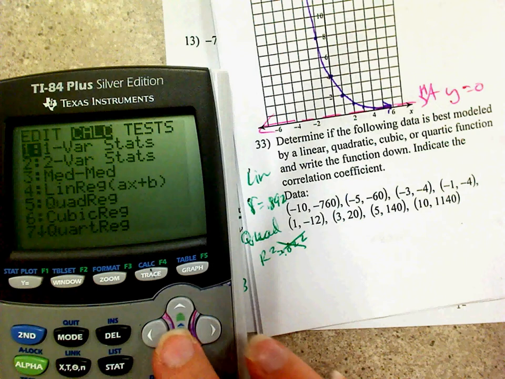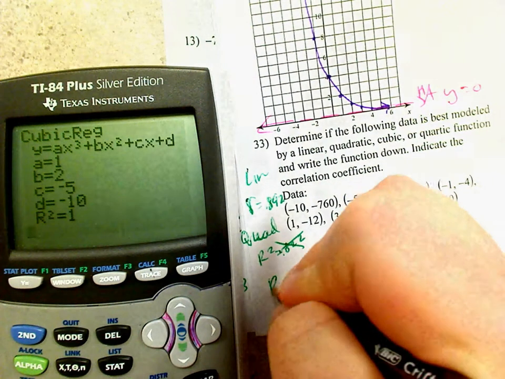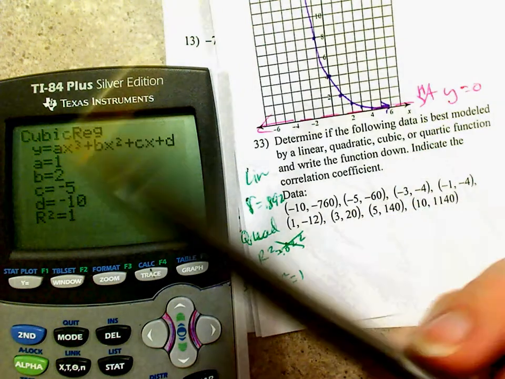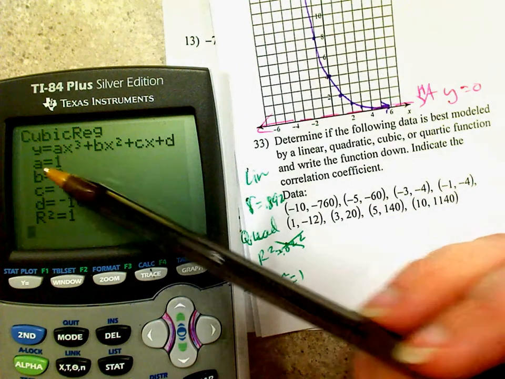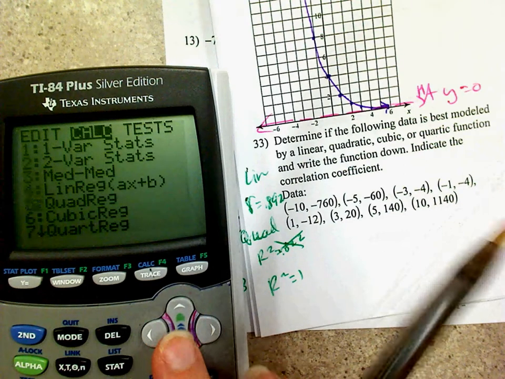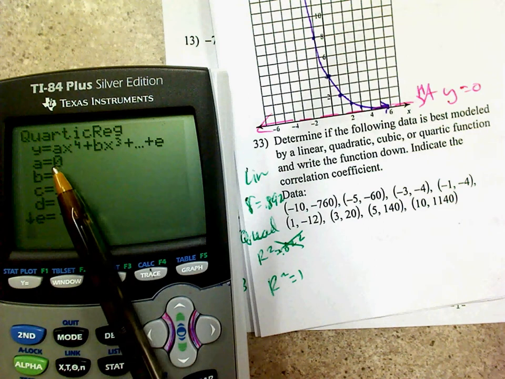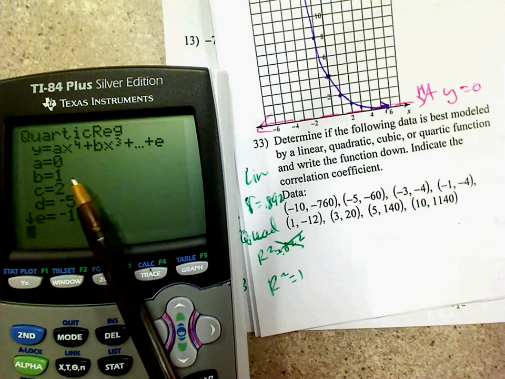Okay, I get r squared is 1, and you always need to check and make sure, does it have a lead coefficient? It does, of 1. Now, you might be confused, what if when you do quartic, you also get 1? Well, notice that when you do quartic, the first term is 0, which means that you're dealing with a cubic function. So stat calculate cubic.